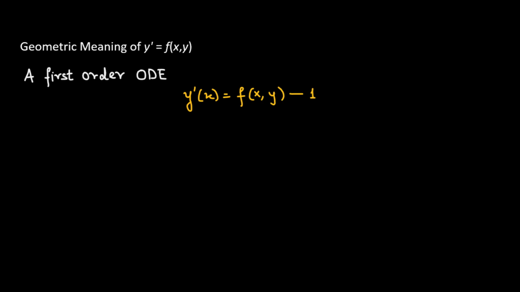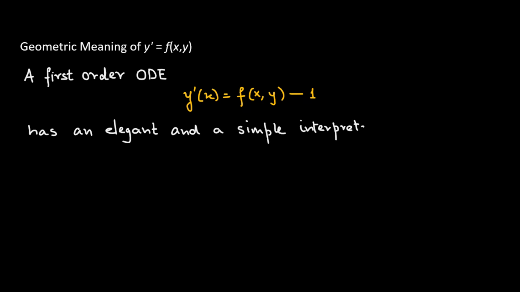Geometric meaning of y prime equals a function of x and y. A first order ordinary differential equation given by y prime of x, which is the derivative of y with respect to x, is a function of x and y. Equation number 1 has an elegant and simple interpretation.